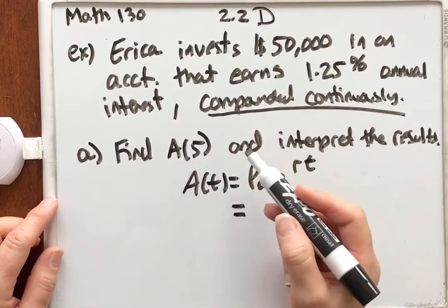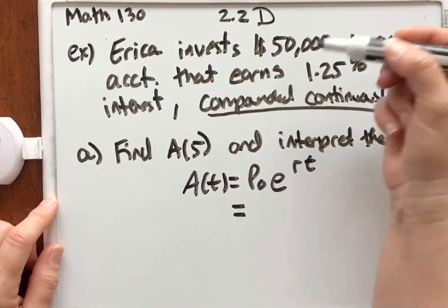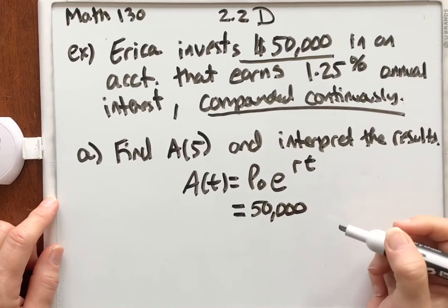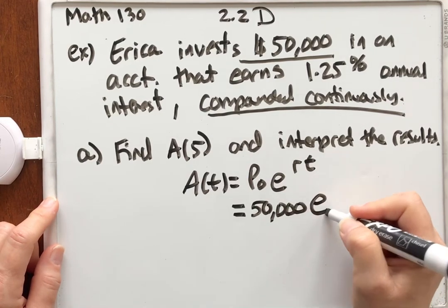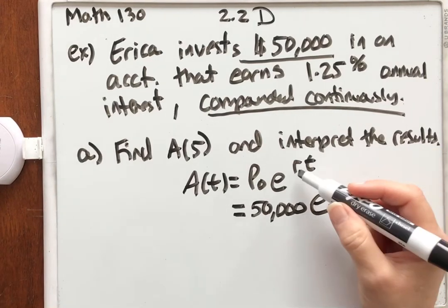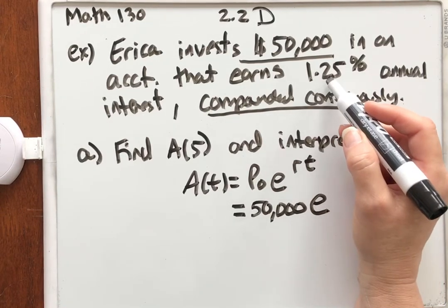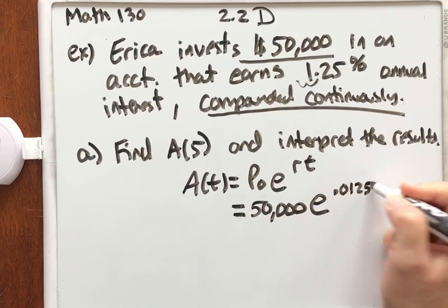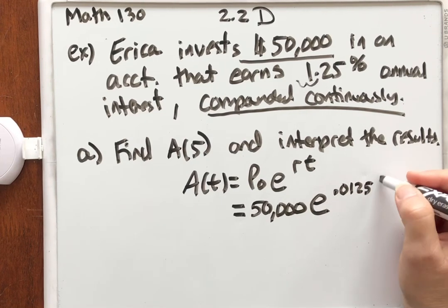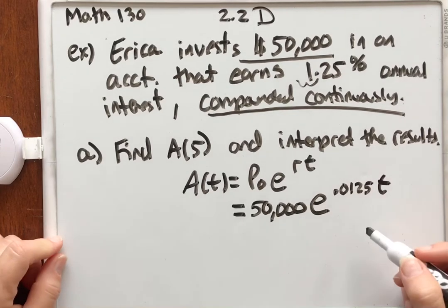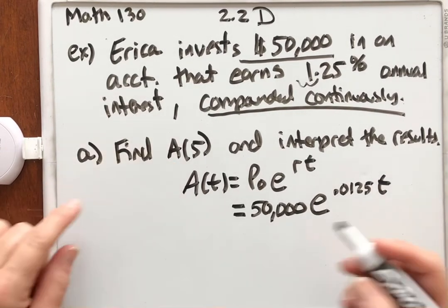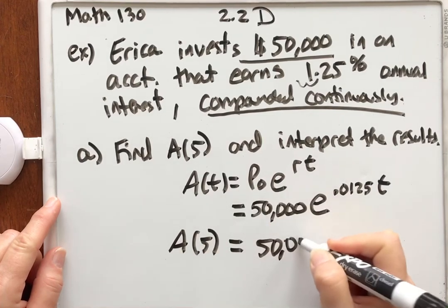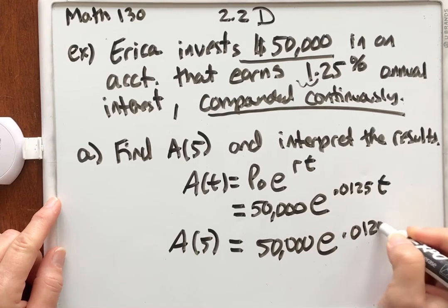It says find A of 5. We're not quite there yet. We're going to put in what we do know. We know we're investing $50,000. We know we're using this formula. What is our rate? 1.25%. We have to move the decimal over 2 places: 0.0125 times t. So we're using this formula, and now we're going to find A of 5. So we put 5 in place of t: 0.0125 times 5.